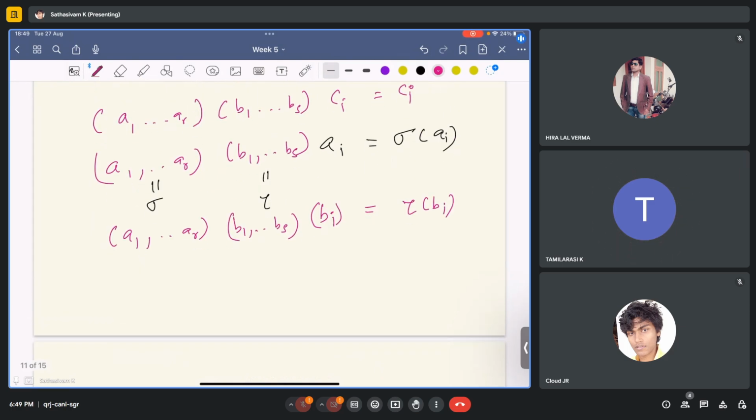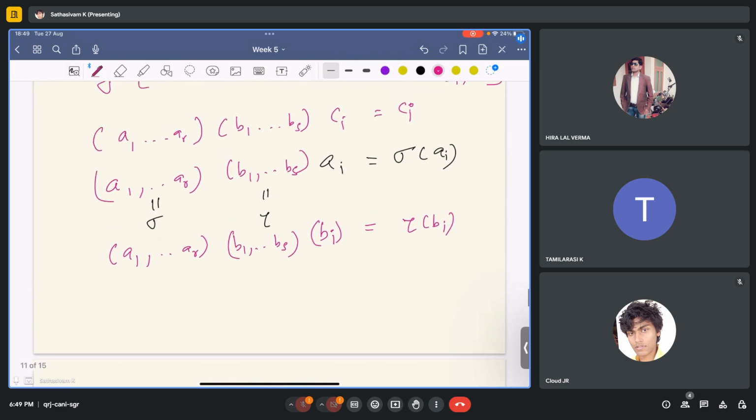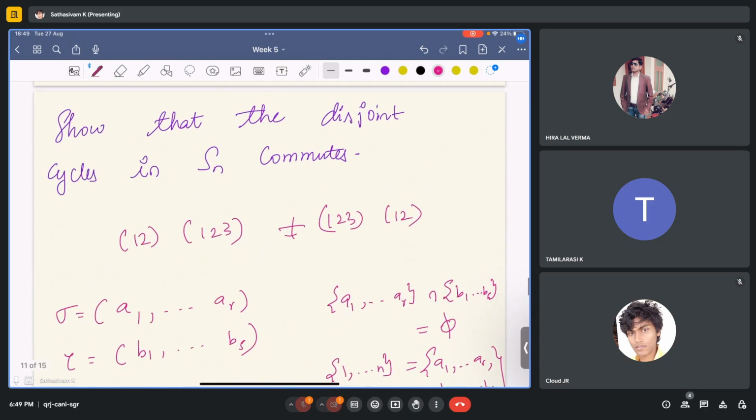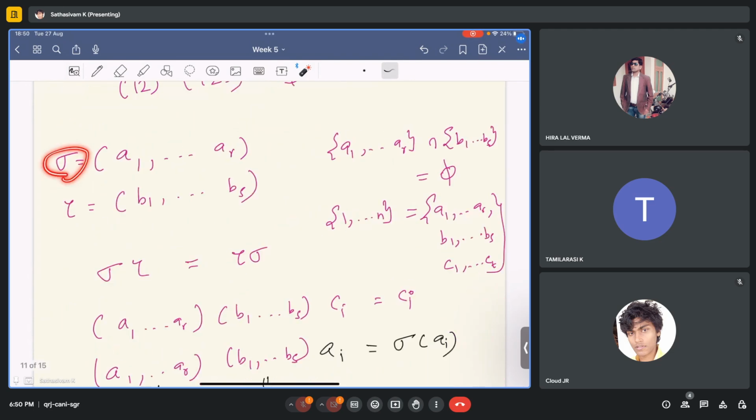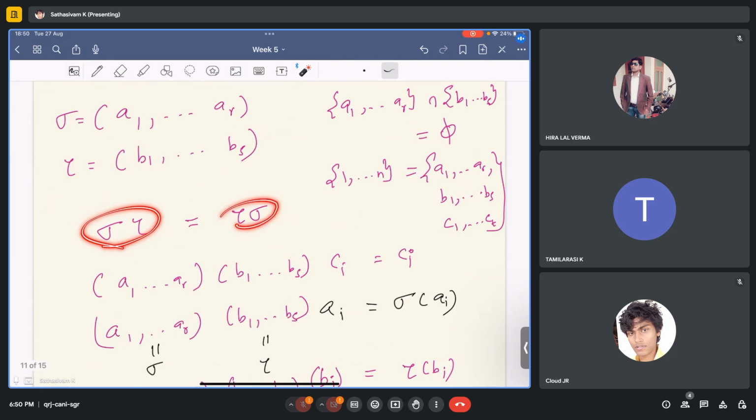So tau sigma I have to write in the other direction. I think somebody joined right now, so I'll just mention quickly what we are actually doing. What we are trying to do is, if you have two disjoint cycles in SN, we are trying to prove that they commute. So we start with two disjoint cycles sigma and tau. Disjoint means the intersection of the symbols is empty. And we are trying to see what happens with sigma tau and tau sigma.